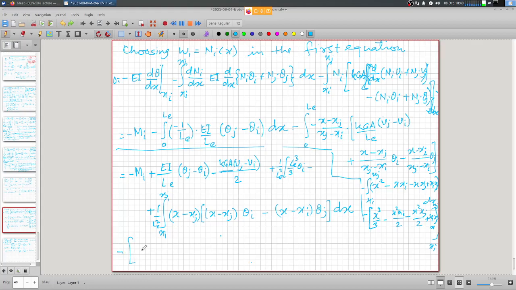So what have you got here? Let's see. xj cube by 3 minus xj square xi by 2 minus xj cube by 2 plus xi xj square, and then minus xi cube by 3 plus xi cube by 2 plus xi square xj by 2 plus, or rather minus xi square xj. So what have we got? Let us see.